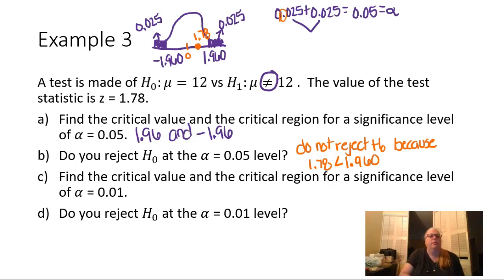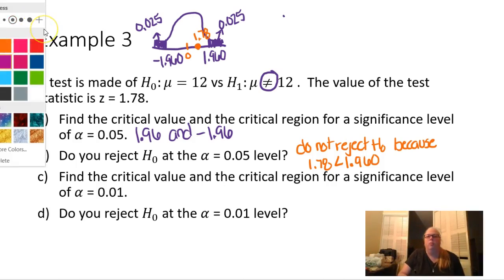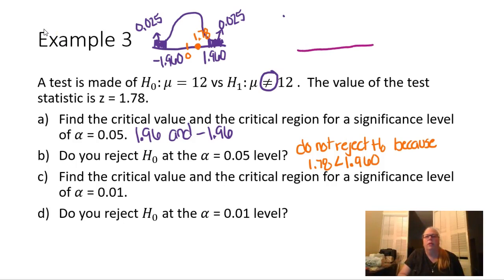All right, let's take a look at part C. We're supposed to find the critical value and the critical region when the significance level is 0.01. Let's draw a picture of this. We'll sketch in the normal curve right here. I am looking for this value right here and this value right here, so that when I add these two areas together, it's going to give me 0.01. And that means each side is going to have to be 0.005.